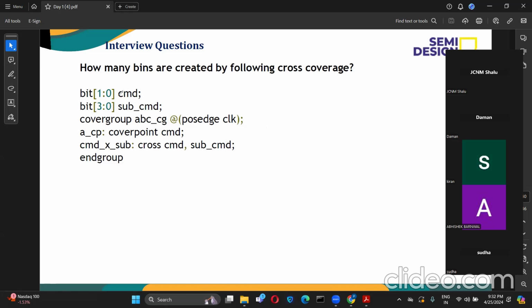So the CMD has how many possible combinations? That is 1 down to 0, right? Means 2 bits basically. Just wait, Kiran. Let me complete and then you can ask. Is it possible to perform cross coverage without a coverpoint? Right, I think it is a bug. It is a bug in this code, I guess. How is it possible, ma'am? Without a coverpoint, how can we perform cross?